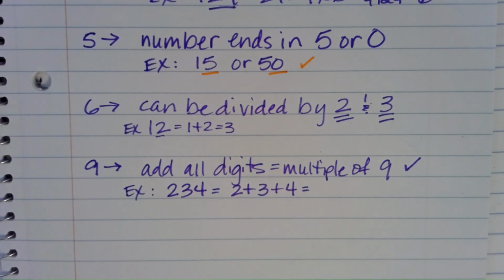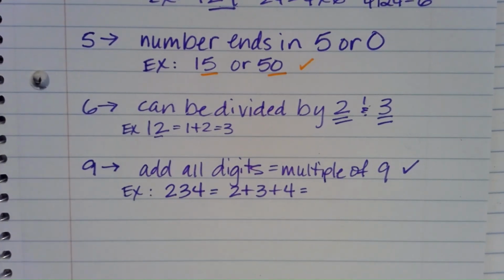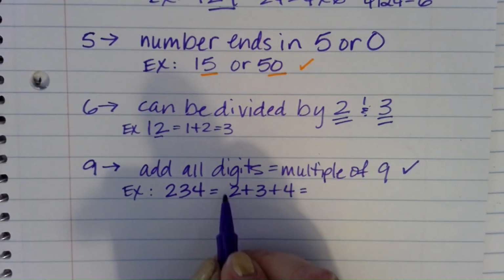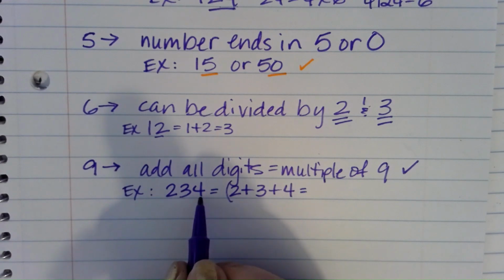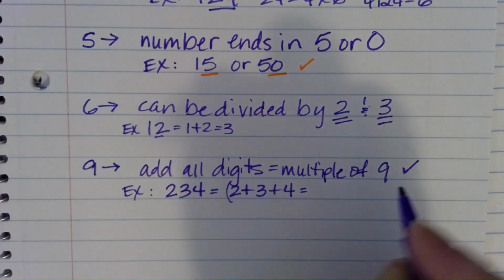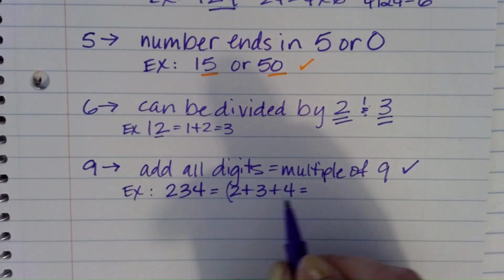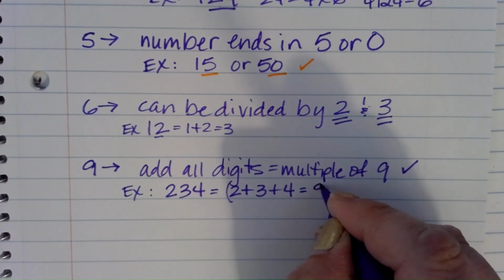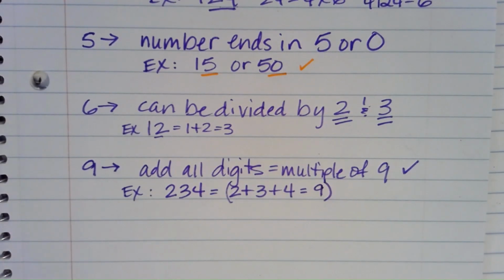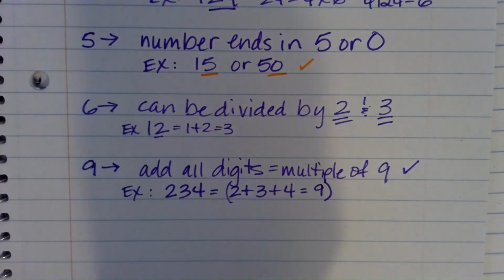Is everybody with me? Or are we still writing? All right, catch up. So again, if I take all the digits in 234, that's 2 plus 3 is 5, plus 4 is 9. Then that number, 234, can be evenly divided by 9, which means 9 is a factor of that number. Yay! And then 10 is super easy as well.